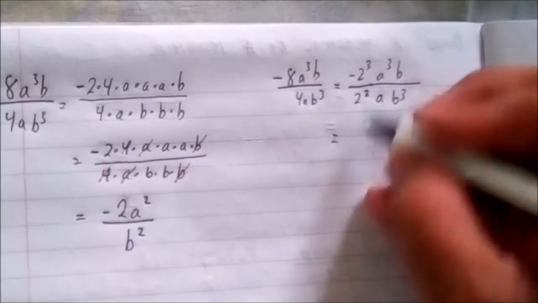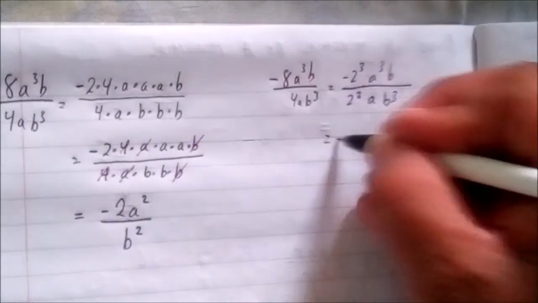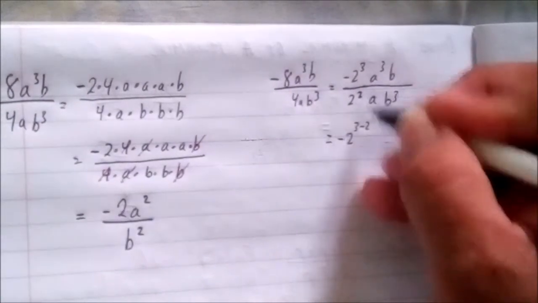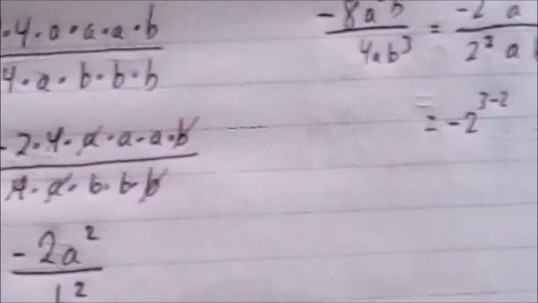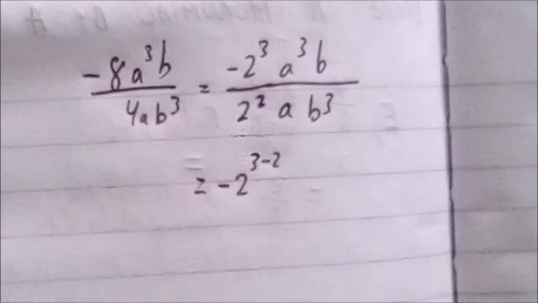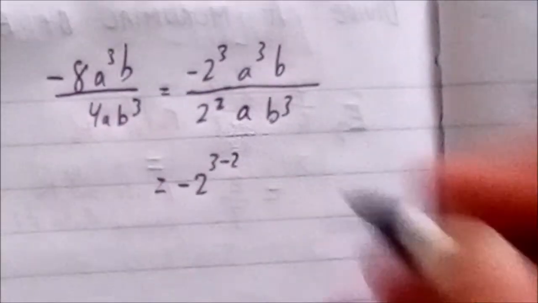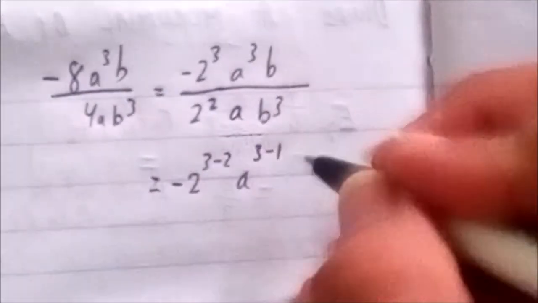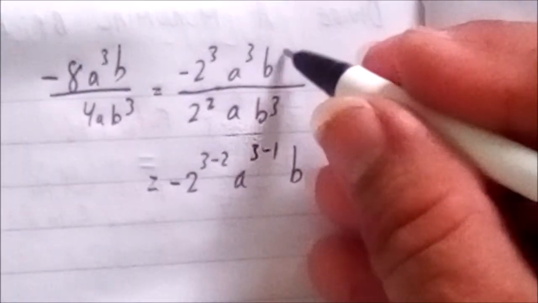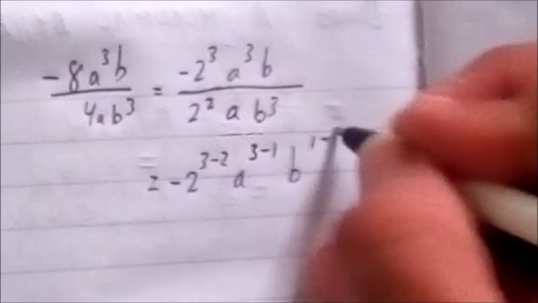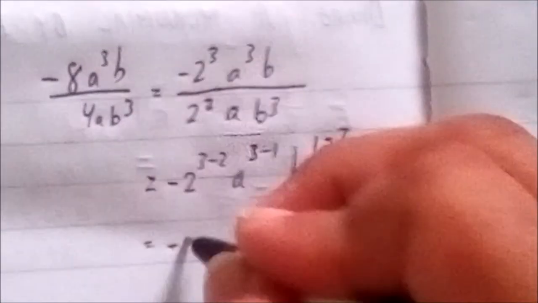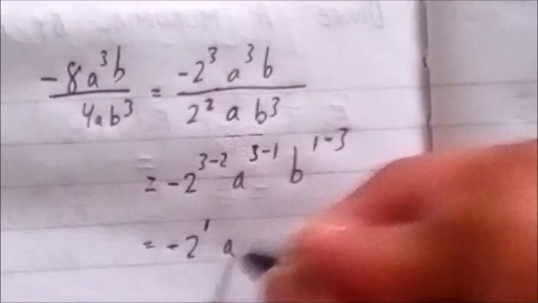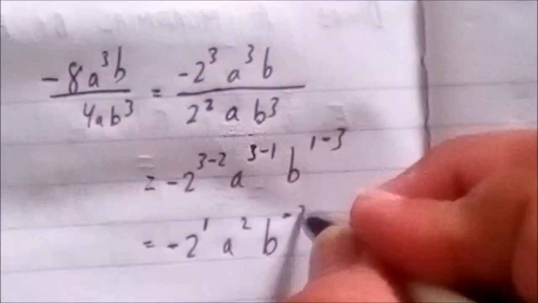Recall the laws of indices that says we subtract the powers, so we end up with negative 2 to the power 3 minus 2. This 3 minus this bottom 2 here. Let me expand on that one so we're concentrating on that particular problem only. Okay, so we end up now with a cubed minus the power 1 here, and then b at the top, which is the power 1 minus the 3. This gives us negative 2 to the first, a to the second, b to the negative 2.